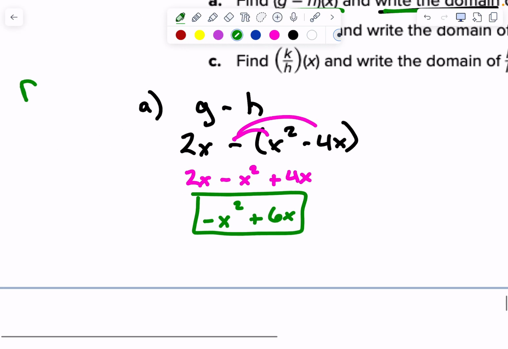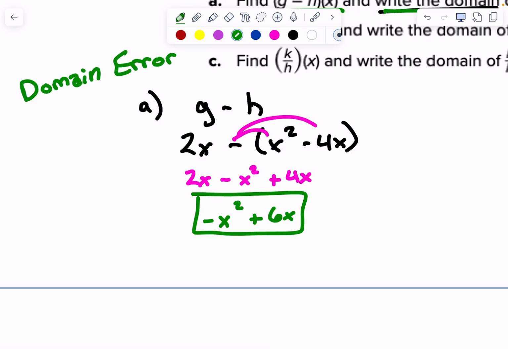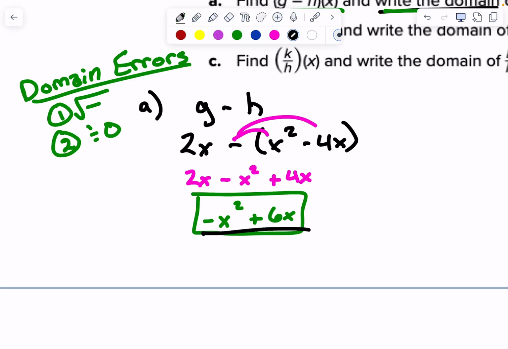Okay? The things that screw up the domain, I call them domain errors. And they are a negative inside of a square root, and number 2, dividing by 0. This guy doesn't have any of that, right? In fact, what does he look like? A negative x squared. A parabola. He's a downwards parabola. Will he touch everything left and right? Yes. He doesn't have any domain errors, so he has no problems.